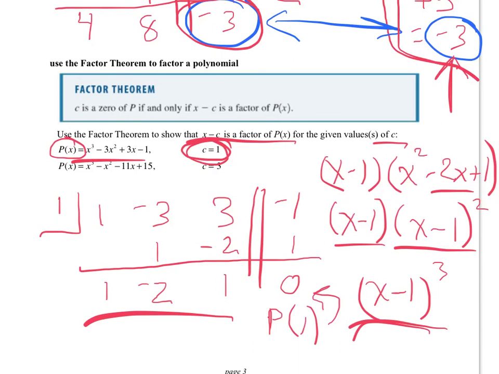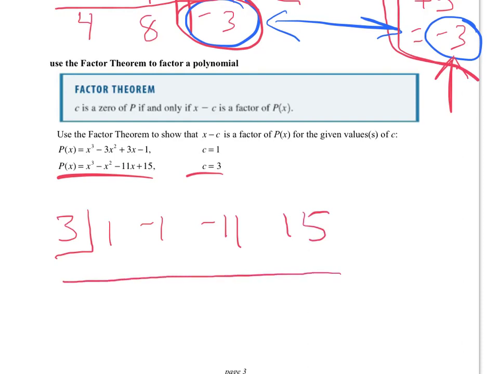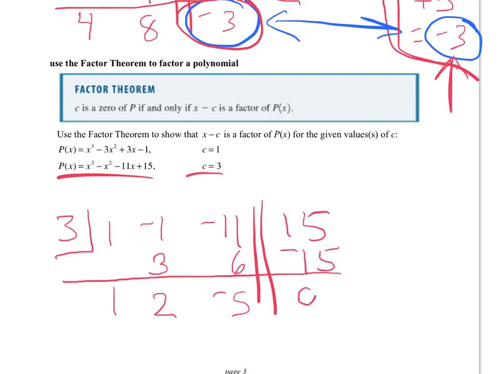Okay, we'll do one more. This last one is p of x equals this, and we're going to use 3. So synthetic division, 3 goes on the shelf, and so we could put the coefficients. There are no missing terms, 1, negative 1, negative 11, and 15. So let's get this set up. Okay, 1 times 3 is 3, and negative 1 is 2. 2 times 3 is 6, and negative 11 is negative 5. Negative 5 times 3 is negative 15, and that's 0.